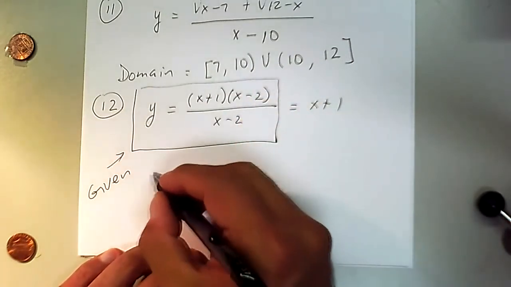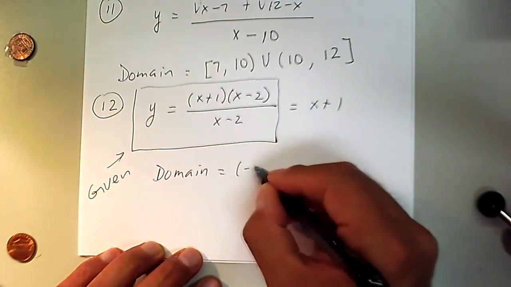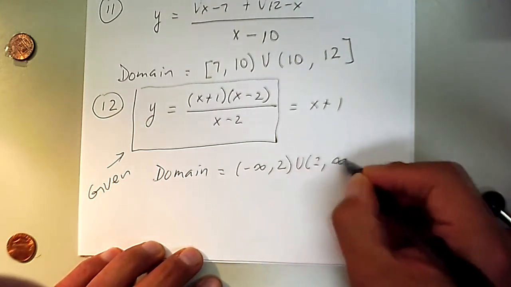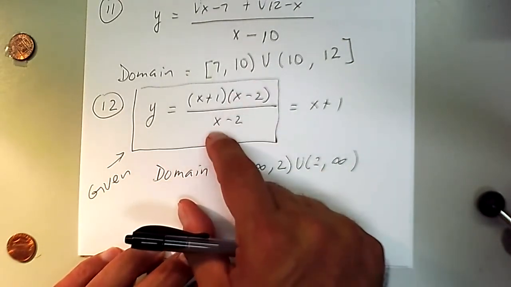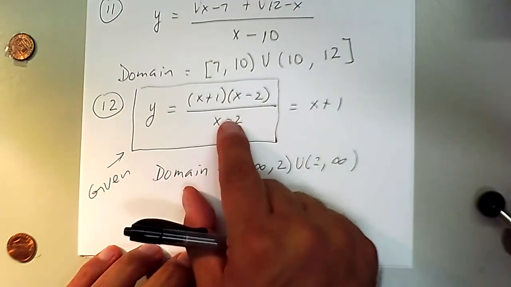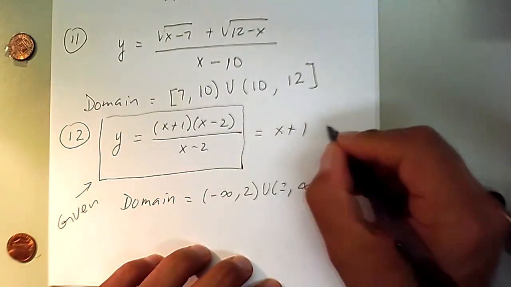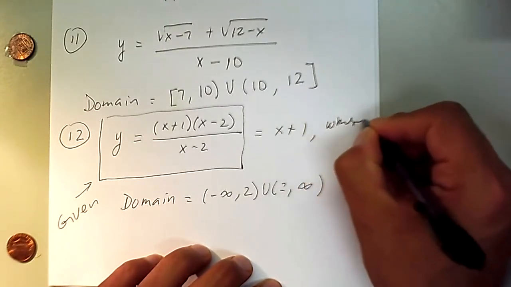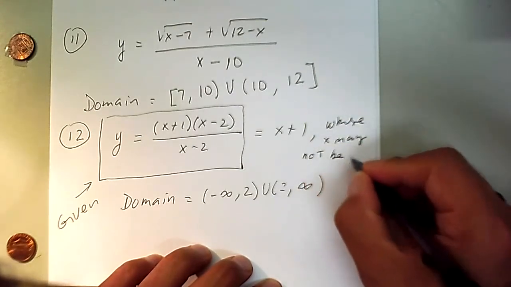So let's go back to the domain. The domain is from negative infinity to 2, skip the 2, union from 2 to infinity. So we have to skip the 2 regardless of whether those two cancel or not. So the question is, how do we reconcile this with that? The way we do that is by adding a note, comma, where x may not be 2.